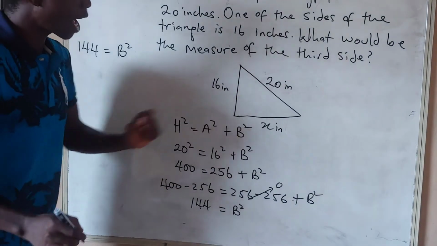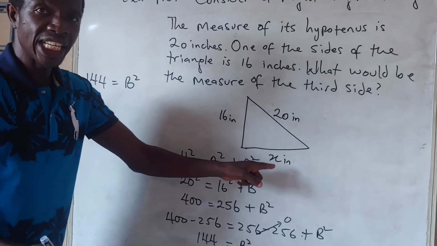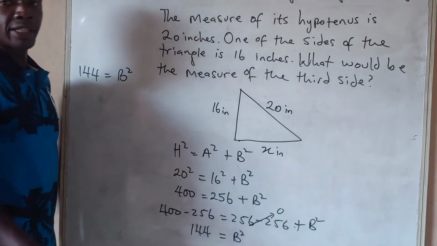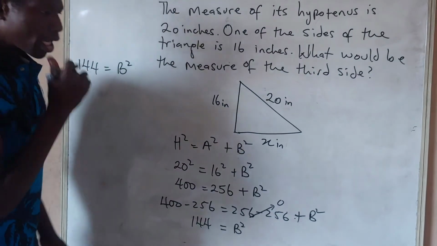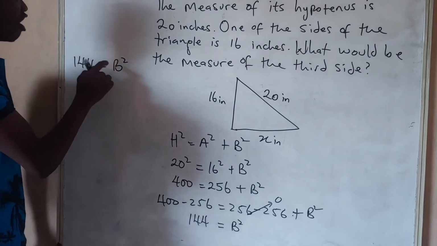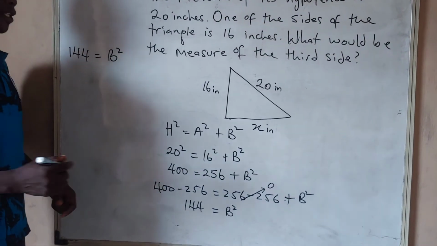But remember, what we are looking for is not in square. Whether I use b or I use x is still the same thing. So probably I should just leave it as my b. Now, it is not in square. That is to say, if b squared equal to 144, b will be equal to what?